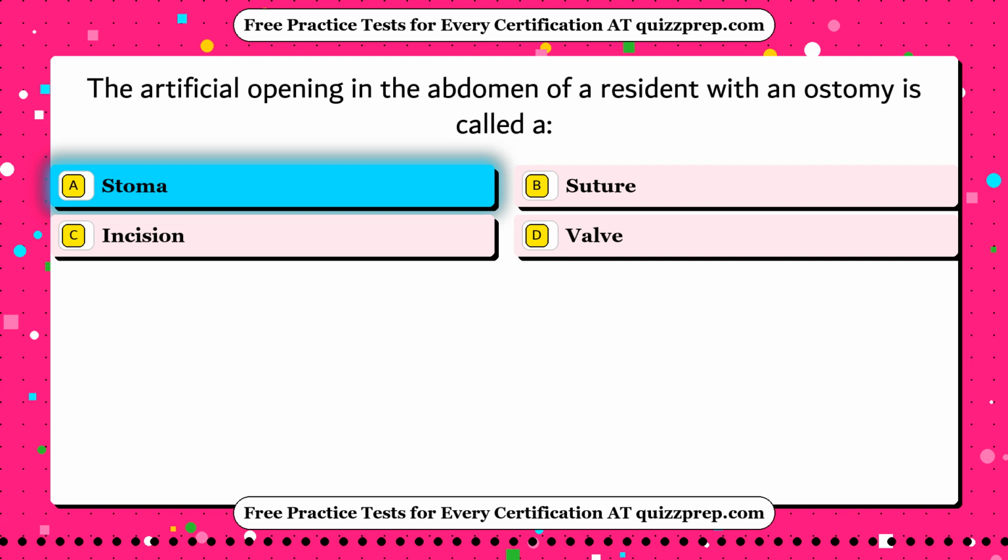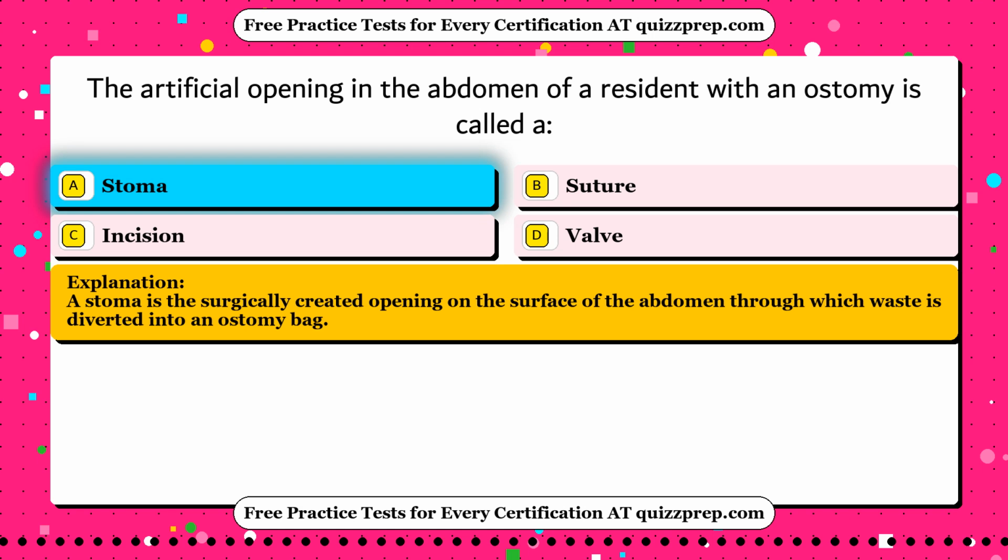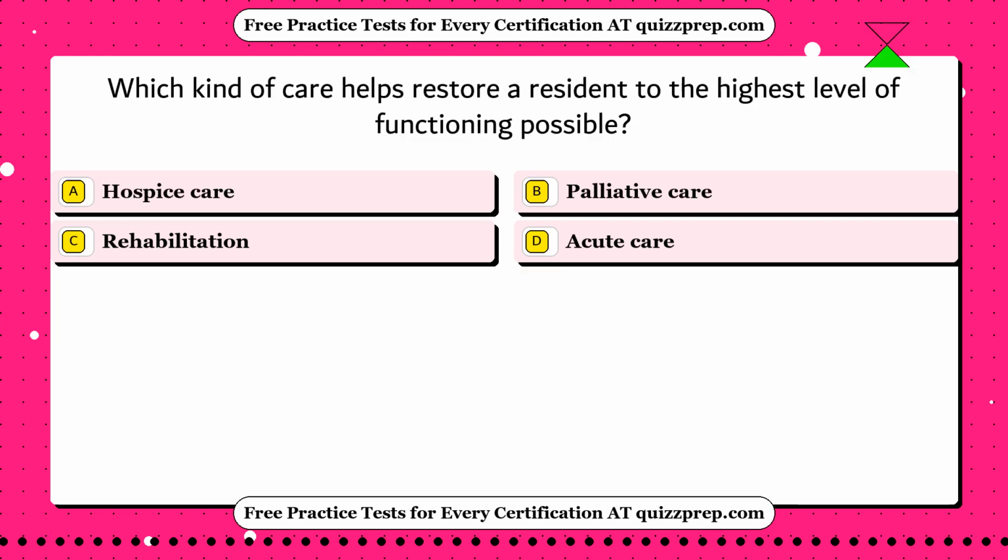The correct answer is option A, stoma. A stoma is the surgically created opening on the surface of the abdomen through which waste is diverted into an ostomy bag. Question 23. Which kind of care helps restore a resident to the highest level of functioning possible?